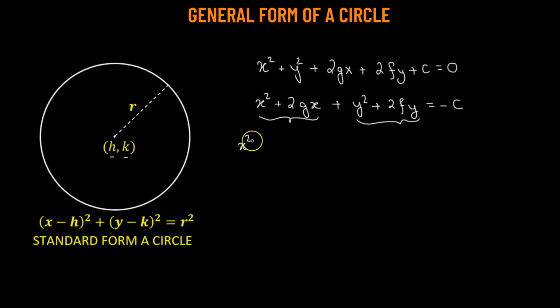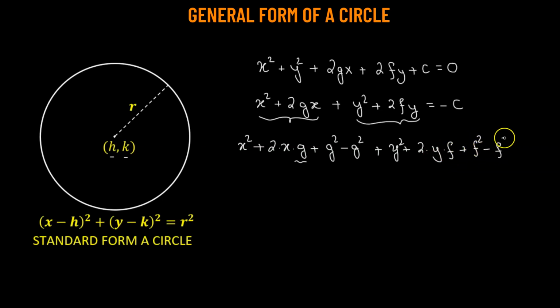To do that, let's begin. We have x squared plus 2 multiplied by x, followed by g. So this number g is going to tell us that we are going to add g squared to the equation, and we are also going to subtract g squared from it. That's an extra term we are adding and subtracting. Now, coming to the second part, which is y squared plus 2fy, we have y squared plus 2 times y times f, and we're going to add f squared to it and also subtract f squared from it. So this will be equal to negative c.